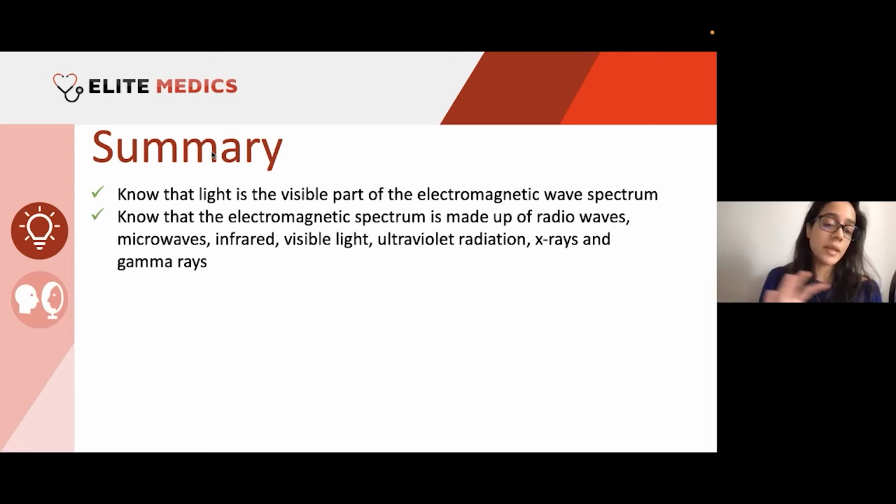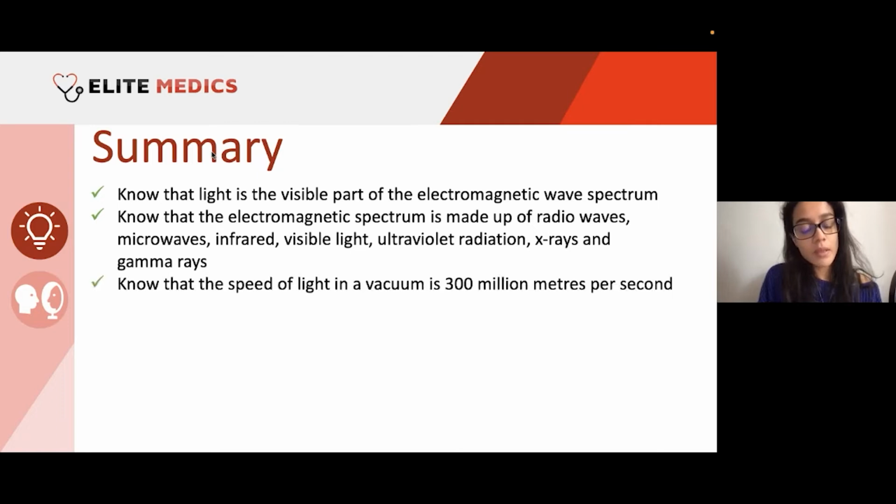So the really big radio waves and microwaves, infrared that we get from our heaters, for example, obviously visible light that we see, UV radiation or ultraviolet radiation, and then the really narrow high frequency X-rays and gamma rays. We know that in a vacuum, the speed of light is faster than anything else in the universe, and it's estimated to be around 300 million meters per second.